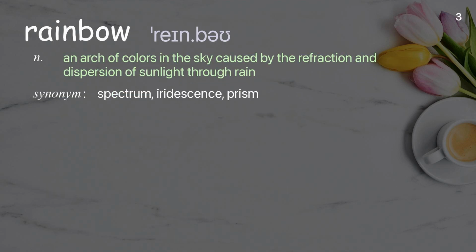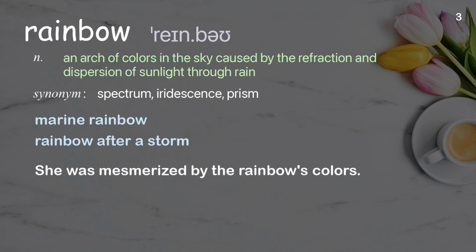Rainbow. An arch of colors in the sky caused by the refraction and dispersion of sunlight through rain. Examples: Marine rainbow. Rainbow after a storm. She was mesmerized by the rainbow's colors.